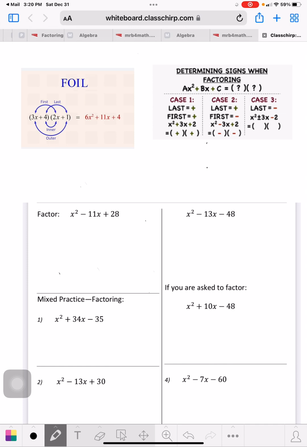They got like a case 1. If the last number is positive, the first number is going to be positive. On case 2, if the last number is positive and the first number is negative, they're both going to be negatives. And then the case 3 is if the last number is negative, they could either be plus or negative for the first number. Okay, and that's basically it.